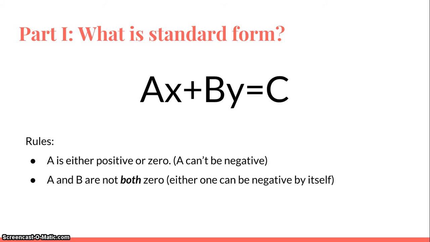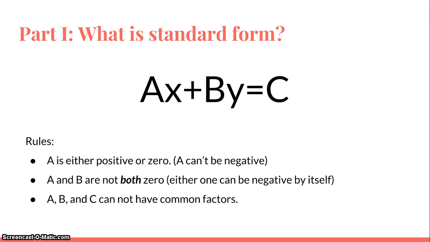Speaking of a being 0, a and b are not both 0. So if a is 0, then b has to be a number, and if b is 0, a has to be another number. And I don't mean to discredit 0. We all know 0 is a number, but you get what I'm saying. They cannot both be 0 at the same time.